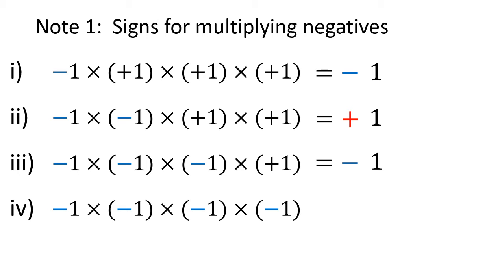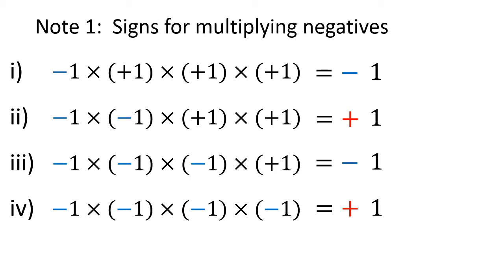The fourth question is -1 times -1 times -1 times -1. Let's find the sign first. -1 times -1 is negative times negative, which is positive. And -1 times -1 again is negative times negative, which is positive. Now positive times positive is positive, so the answer will have the sign positive, and the amount is 1 times 1 times 1 times 1, which is 1. So the answer is +1.